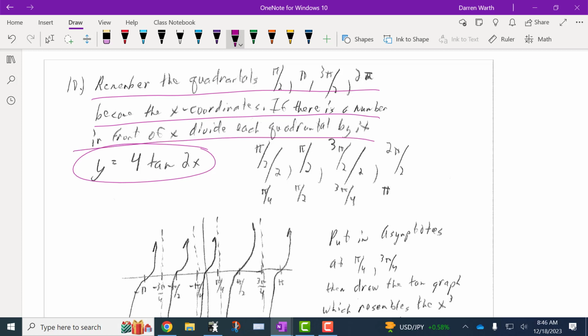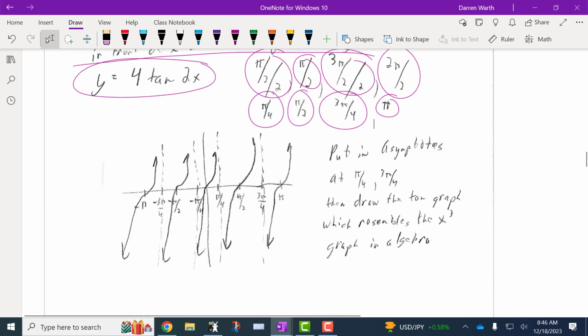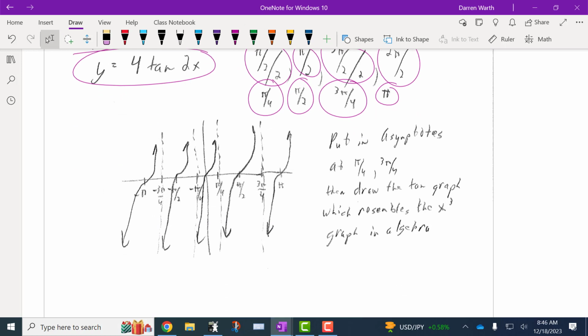So I'm going to take pi over 2 divided by 2, I get pi over 4. And notice pi, just divided by 2, comes out to be pi over 2. 3 pi over 2 divided by 2 comes out to be 3 pi over 4. And 2 pi divided by 2, simplified down, becomes pi. So I'm going to go ahead and label those. So notice this right here when I label it.